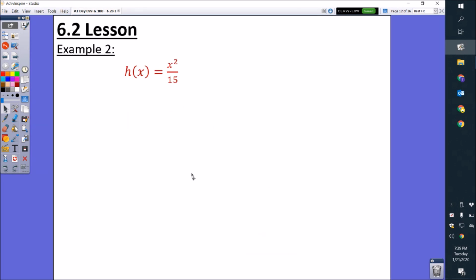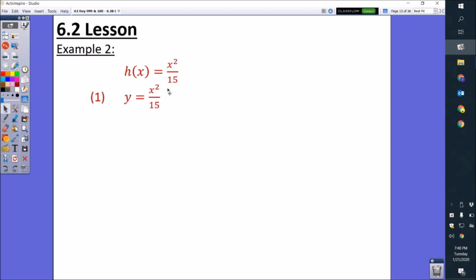Moving on to example 2, we have h of x equals x squared divided by 15. So step 1 is to convert h of x into y. So it's going to look like this. So we have y equals x squared over 15, or I could say it as x squared divided by 15.